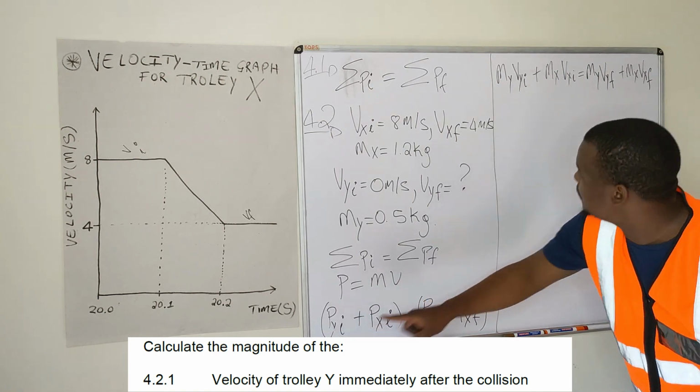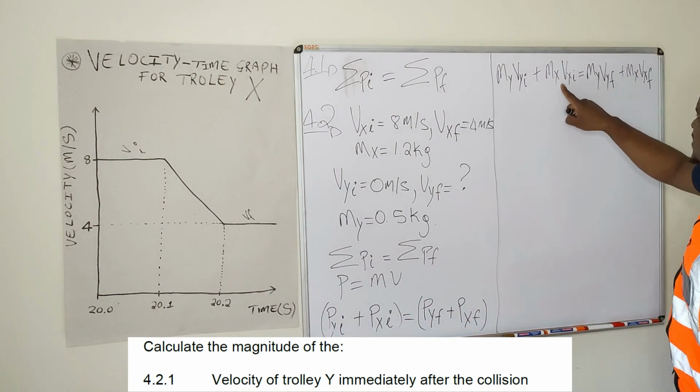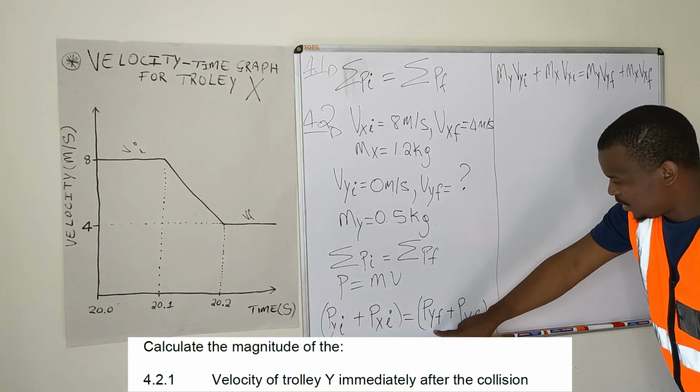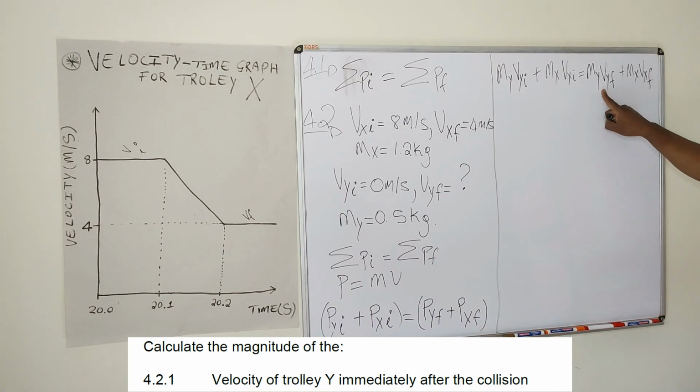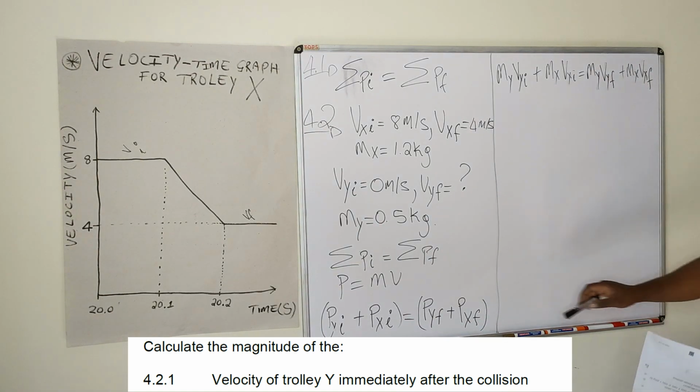This is the initial momentum. Here is the initial momentum of Y, initial momentum of X. Here is the final momentum of Y, and here is the final momentum of X.